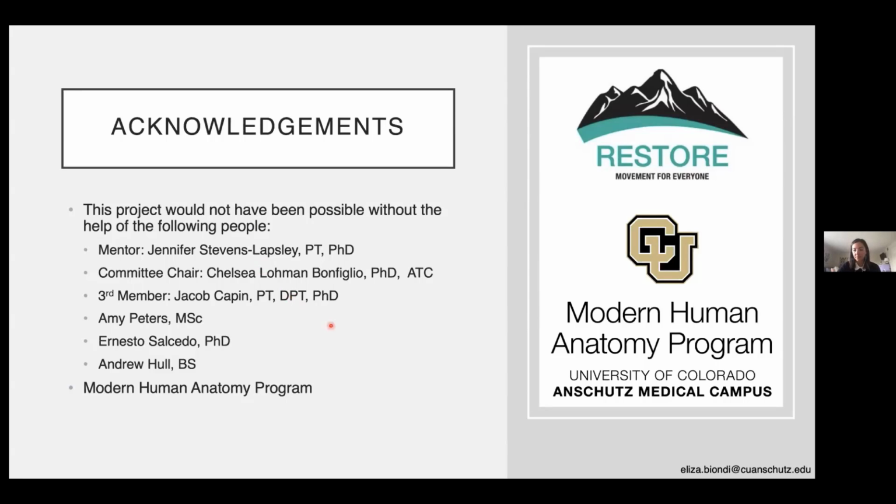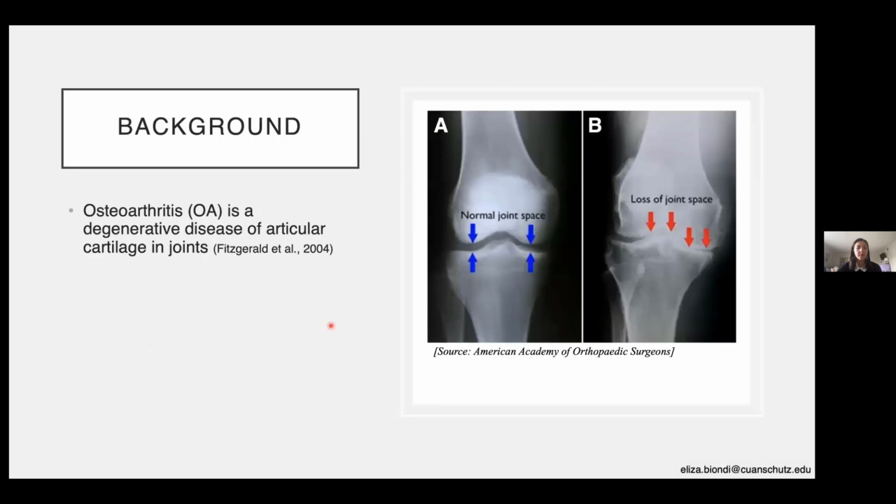2021. To begin, we're going to be talking about osteoarthritis, also known as OA, which is a degenerative disease of cartilage in our joints. It is found in any joint in the body, however, it is most likely in the hands, hips, and knees. And for my project, I focused on the knees.